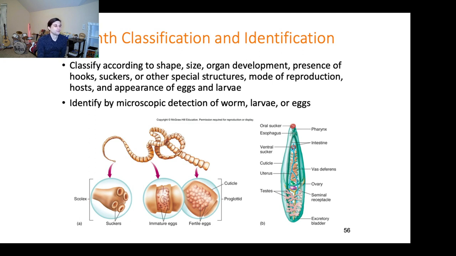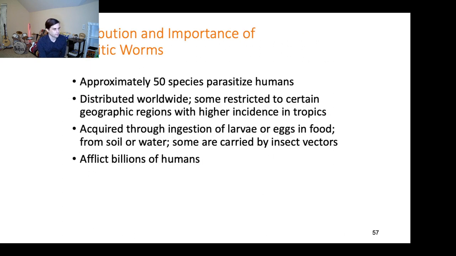How many lobes of the ovaries there are, how many lobes of the testes and things like that there are of these organisms. And that's how you identify different forms of helminths and different species. It gets very difficult to identify these guys.